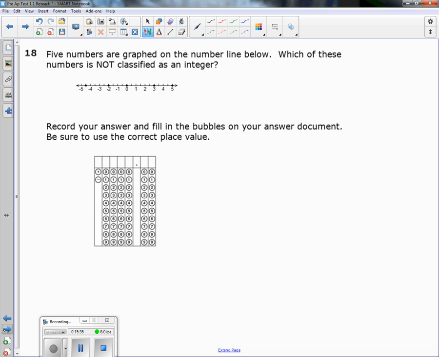All right, number 18. It says 5 numbers are graphed on the number line below. Which of these numbers is not classified as an integer? So let's go over what an integer is. An integer includes 0. It has no fractional parts. And it can be negative.